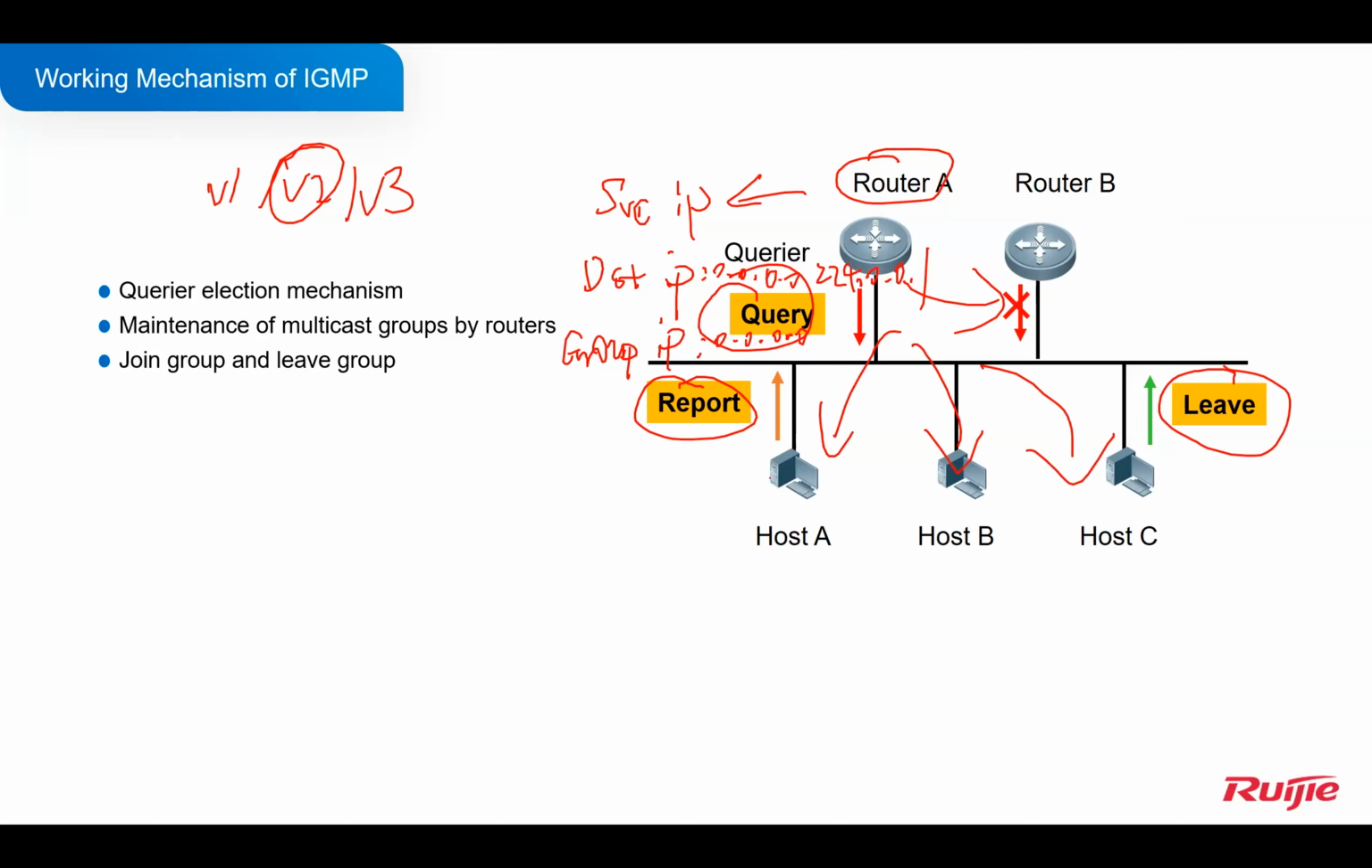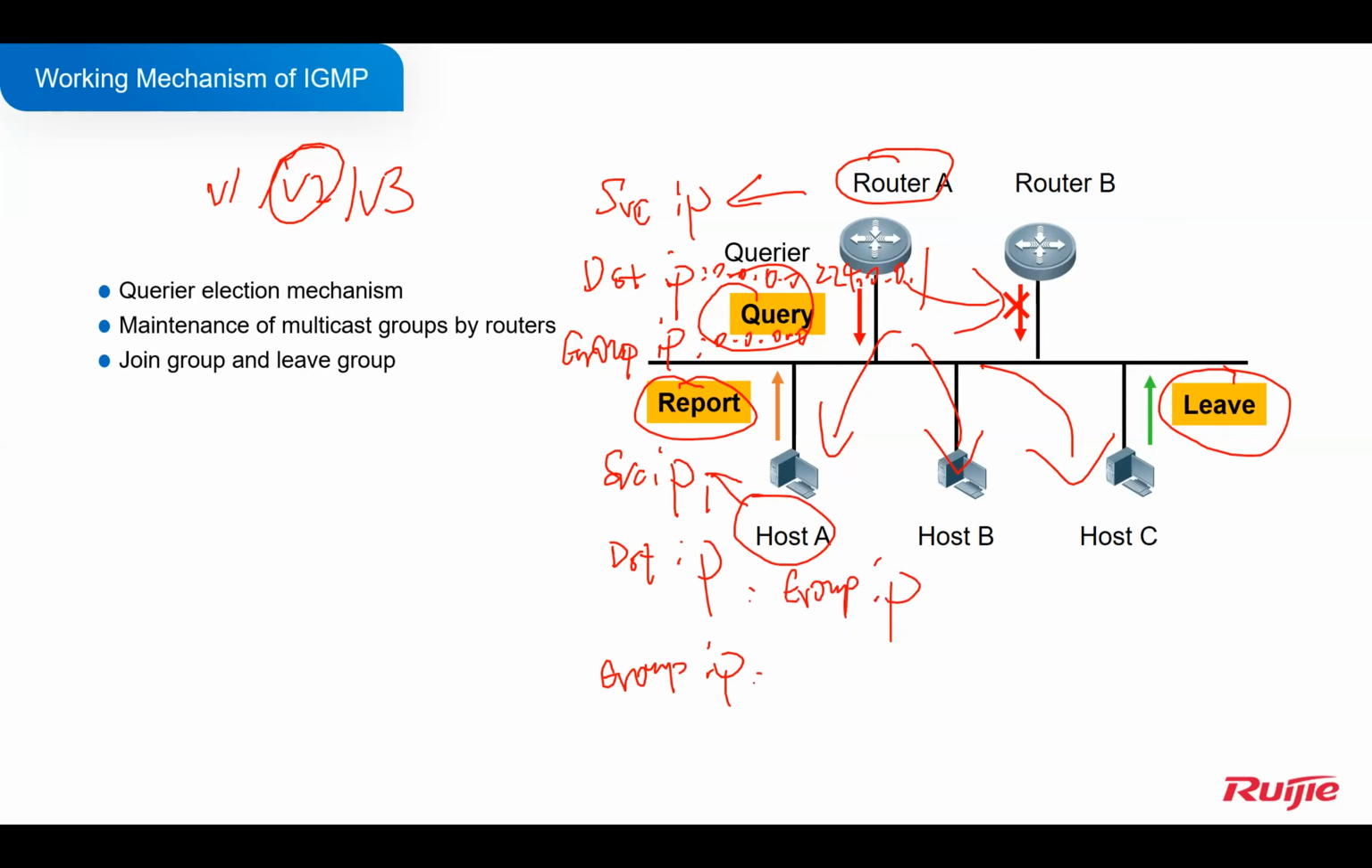After the host receives the query packet from the router, it responds with the report packet. We also have to focus on three parameters: the source IP, destination IP, and group IP information. The source IP is host A's IP, and the destination IP is the group IP information.